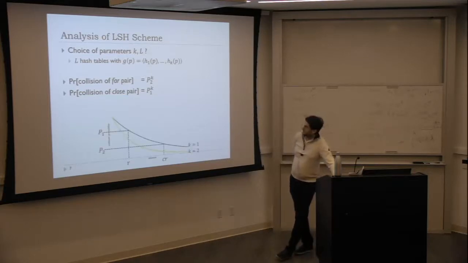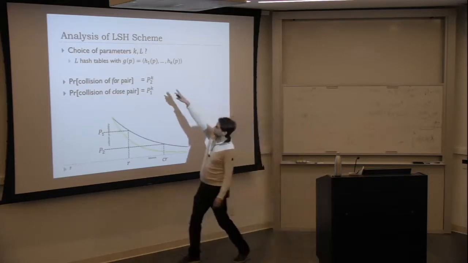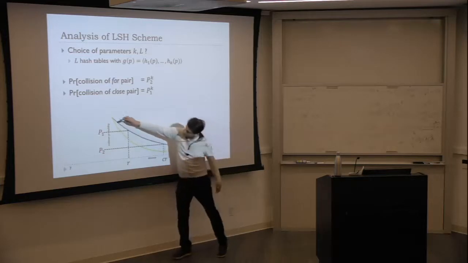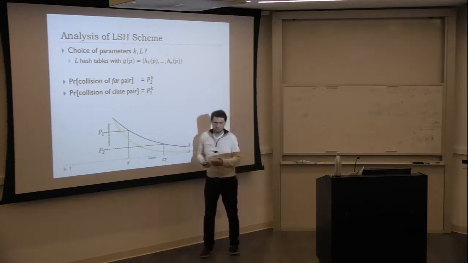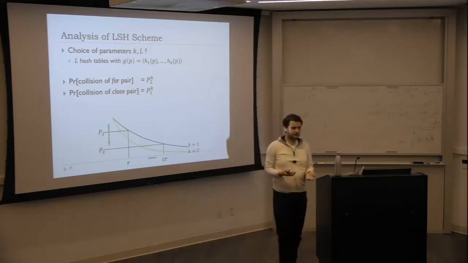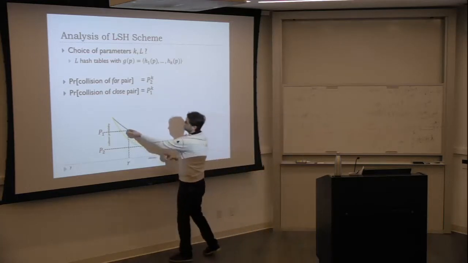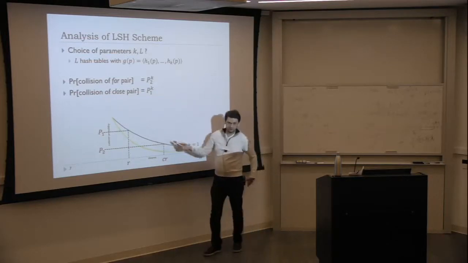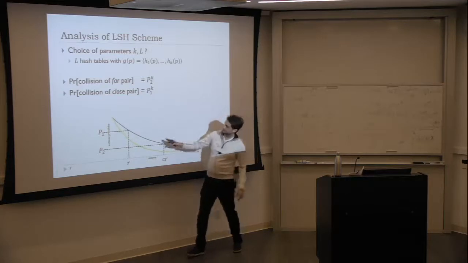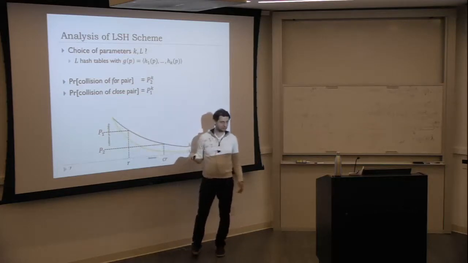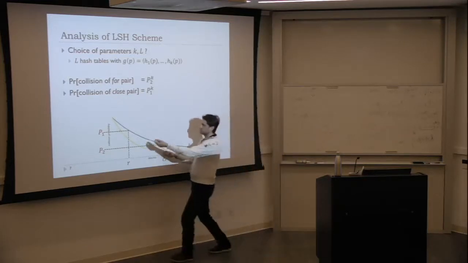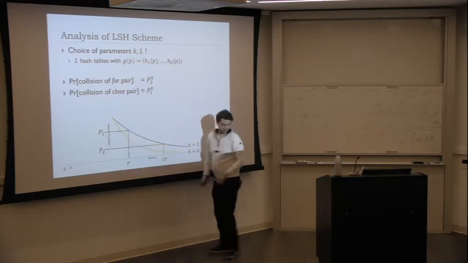Pictorially, this is how it looks. You fix some primitive hash function, like we did on the previous slide where you pick a random coordinate, and it gives you a graph which decays like this. What this parameter K allows us to control is the gap between P1 and P2. If you choose a higher K, then we raise this graph to the power K. This means that the drop is sharper. It's hard to draw these subunitary numbers, but the higher the power we raise to, the sharper the drop between P1 to the power K and P2 to the power K.